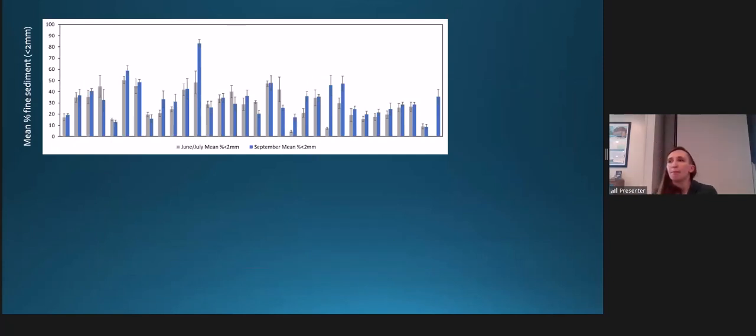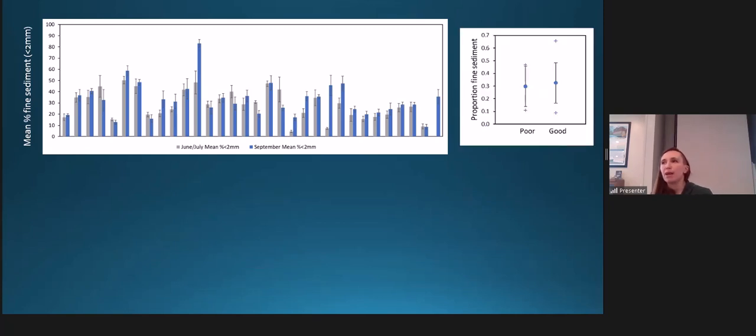When we look at mean percent fine sediments, we see that sites vary in the amount of mean percent fine sediments they have, with September generally having more fines than June. But when we compare our rivers in our two different conditions, there's no difference.